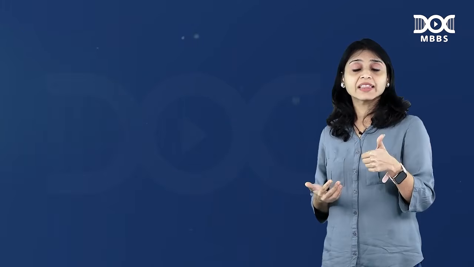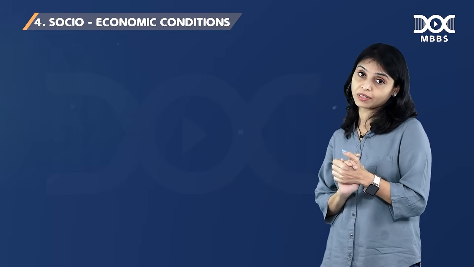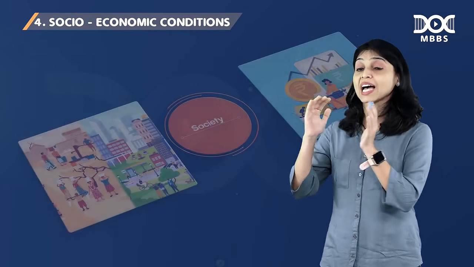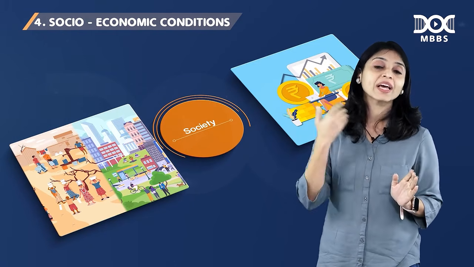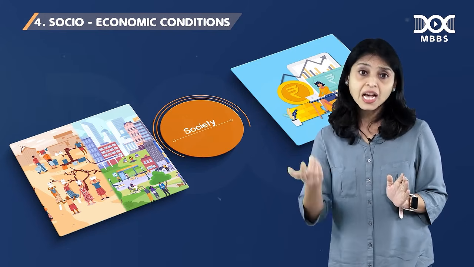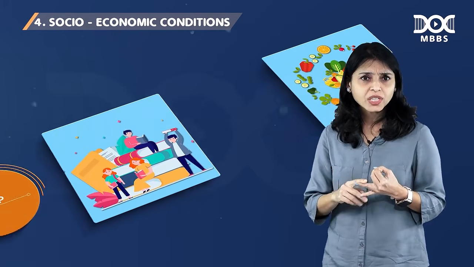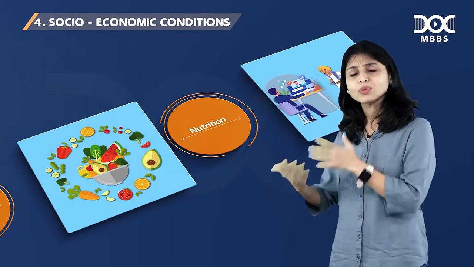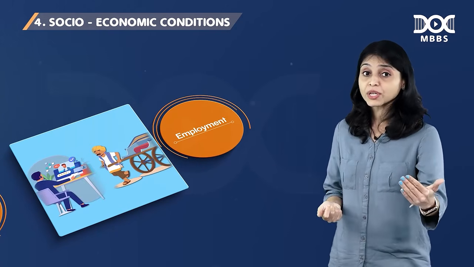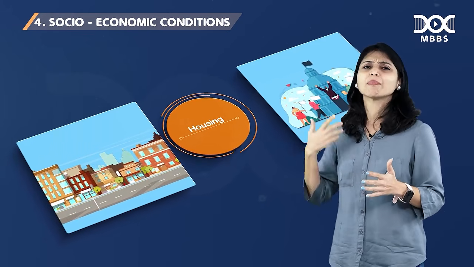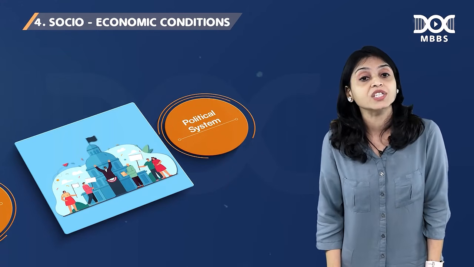Is it clear? Then we have the next one, which is socio-economic condition. What is socio-economic condition? The society and the economic conditions persisting in the society and at home can also cause a lot of diseases. Under this we have per capita income, GNP, education, nutrition, all related to the society as well as the economic status. Then the type of employment that you are doing, the housing, the political system, all these have a stake. So, that is your socio-economic condition.